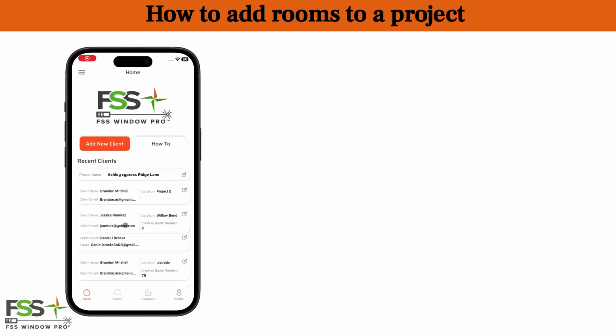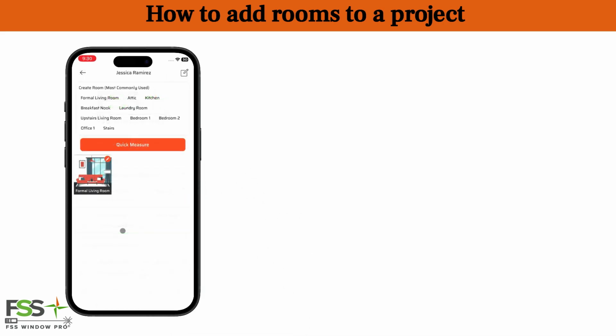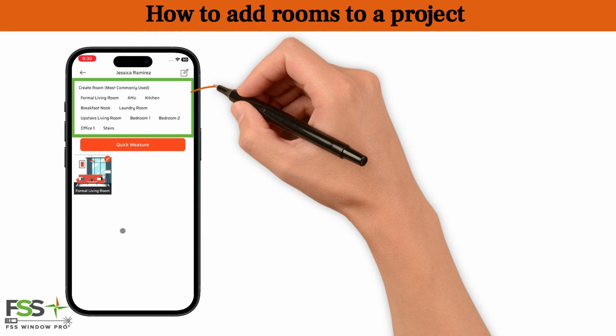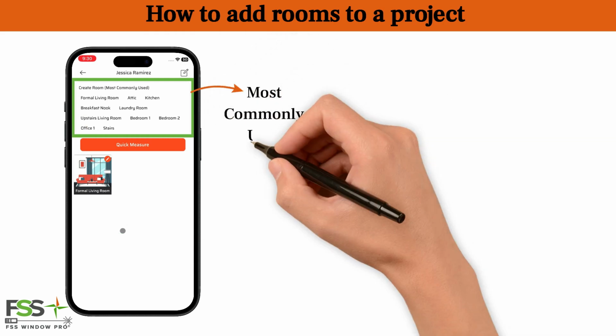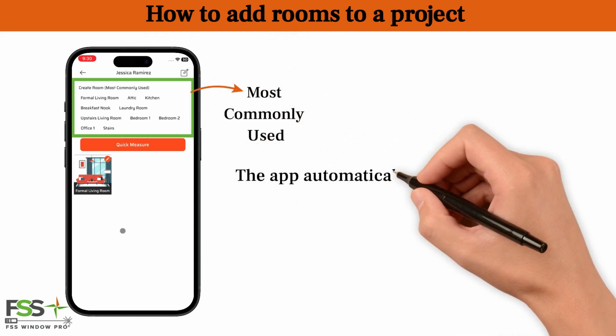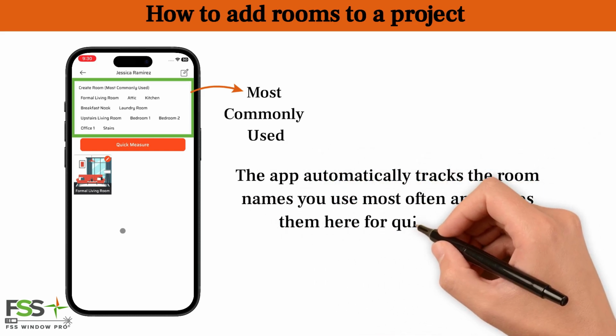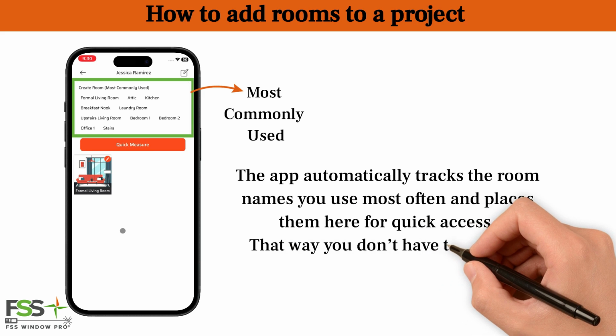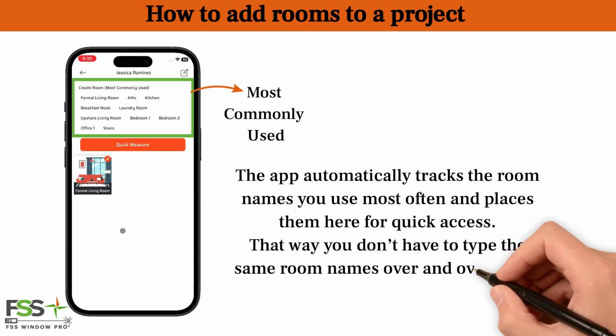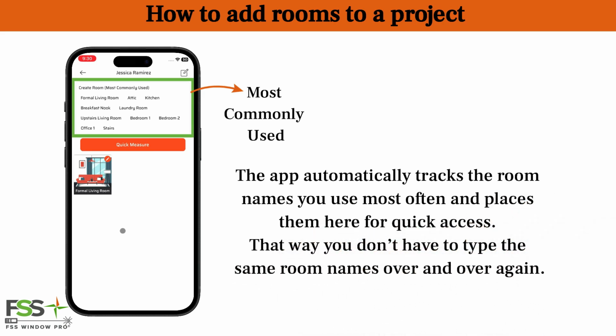Now, let's take a look at how to add rooms to a project and review them inside a client's job. From the home screen, we'll open one of our existing clients, in this case, Jessica Ramirez. Once we're inside the job, you'll notice a section at the top called Most Commonly Used. The app automatically tracks the room names you use most often and places them here for quick access. That way, you don't have to type the same room names over and over again.